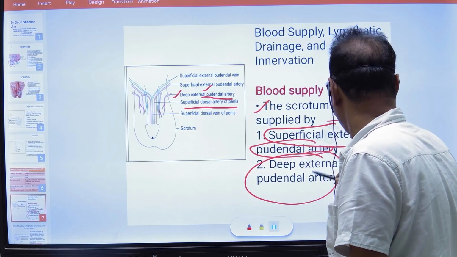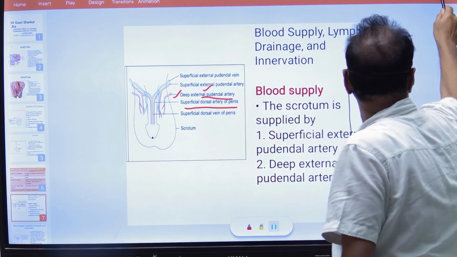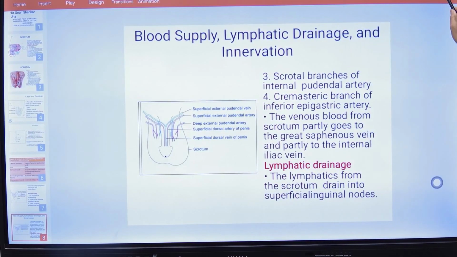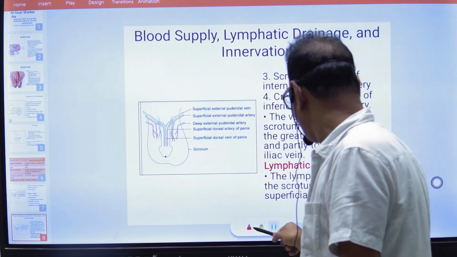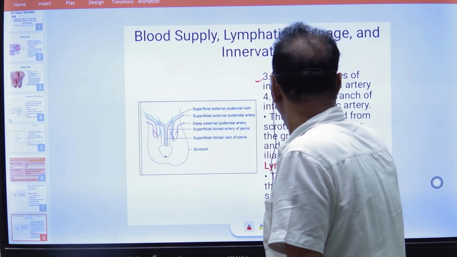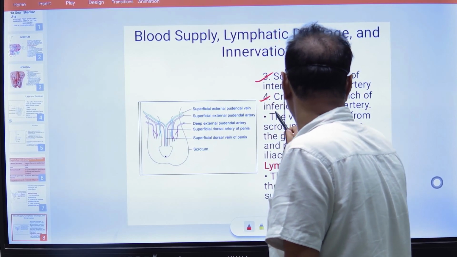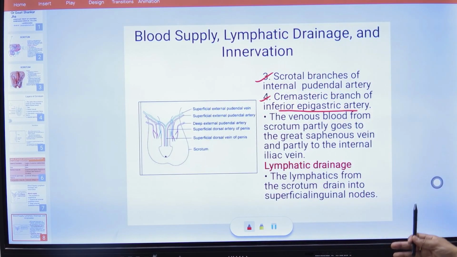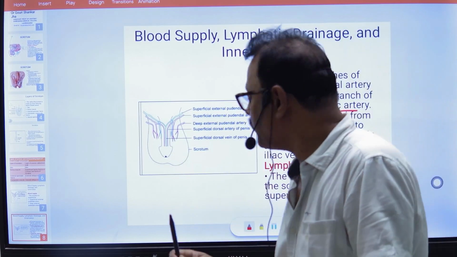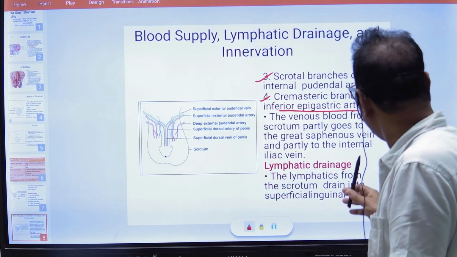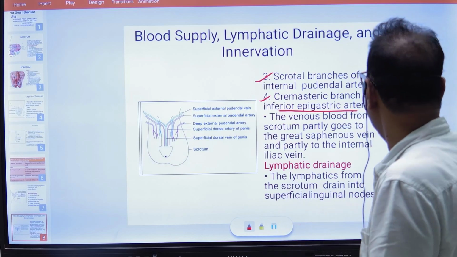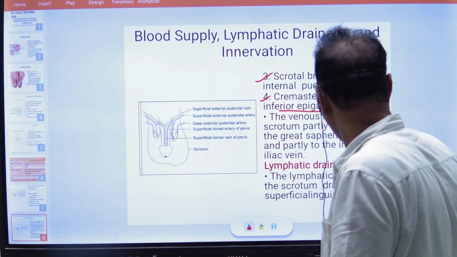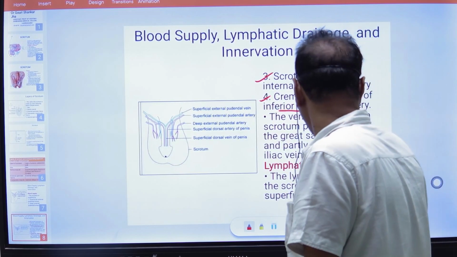One more artery: the third one is the scrotal branch of the internal pudendal artery. And the fourth one is the cremasteric branch of the inferior epigastric artery. तो ये 4 arteries हैं जो आपको इसको सप्लाई करते हैं: superficial external pudendal artery, deep external pudendal artery, the scrotal branch of the internal pudendal artery, and the cremasteric branch of the inferior epigastric artery.